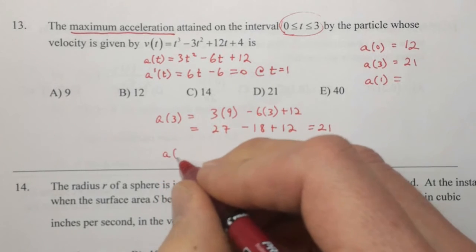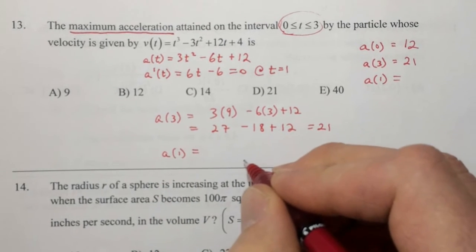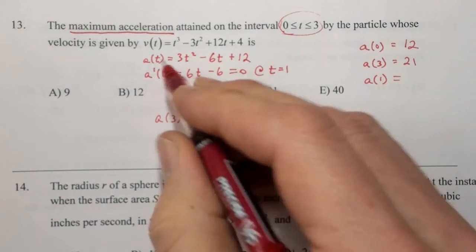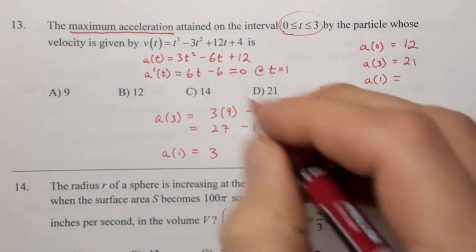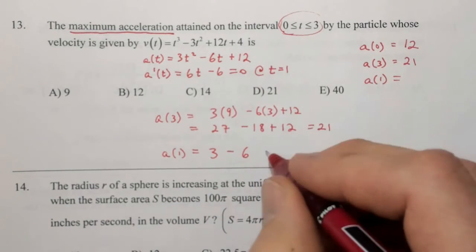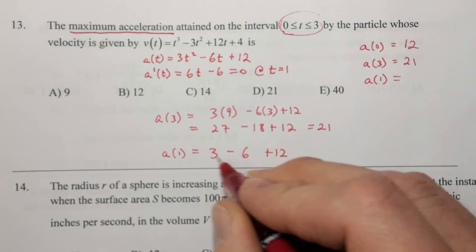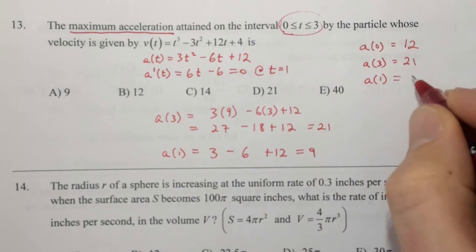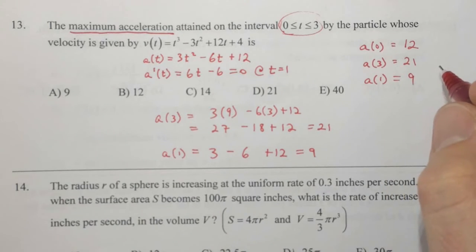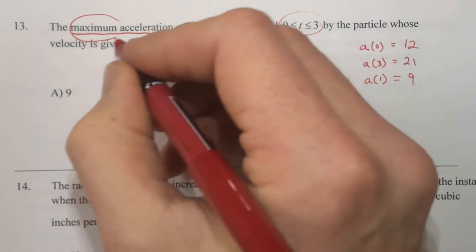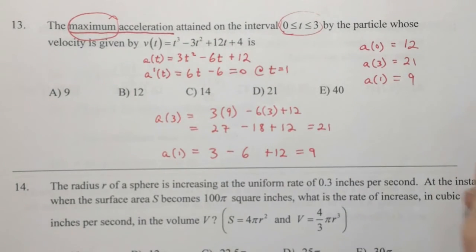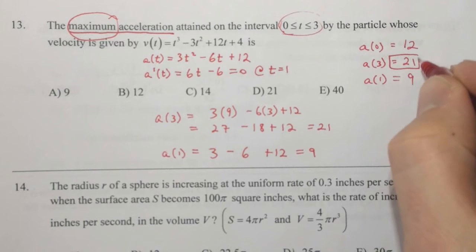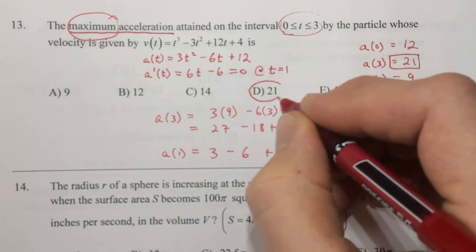And finally we need a of 1. Right, so when we plug 1 into the acceleration, we have 3 times 1 squared minus 6 times 1 plus 12. 3 minus 6 is negative 3, plus 12 is equal to 9. That is definitely not the highest value. We want the maximum amount. All right, so that means we're looking at that value right there of 21. Our answer is D.